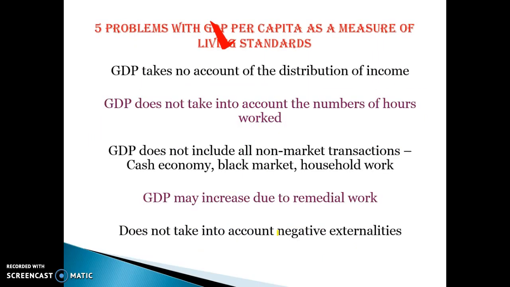While we use GDP per capita as the main measure of our living standards, there are some problems with that, and that includes that it takes no account of the distribution of income. So I might be on 1 million, you might be on 5,000, and our GDP per capita would be 500,000, but you're poor. So it doesn't take any account of the distribution of income, and it doesn't take into account how long we're working, so we might be stressed out of our heads, but have really high GDP per capita.